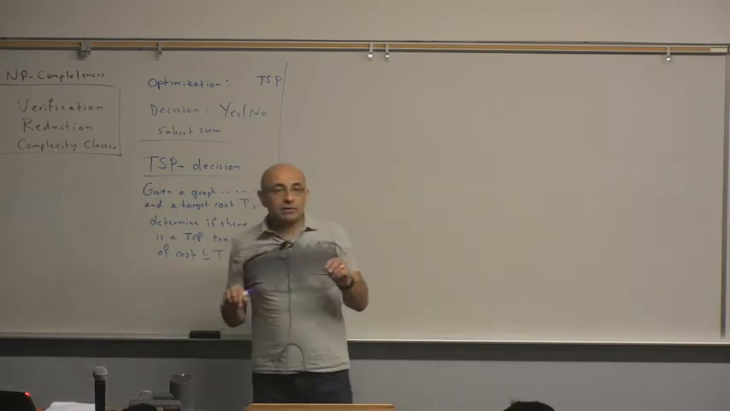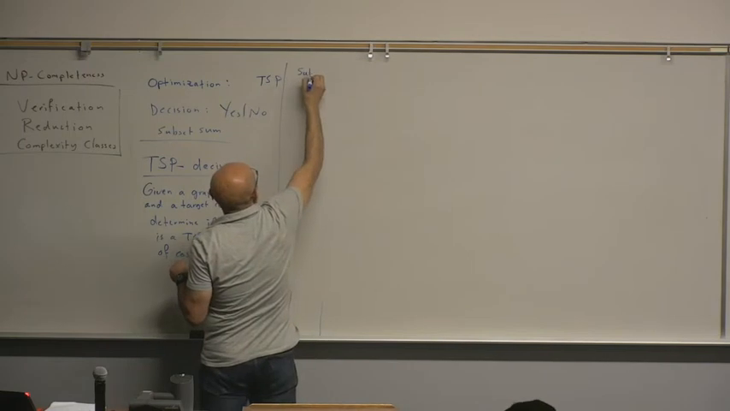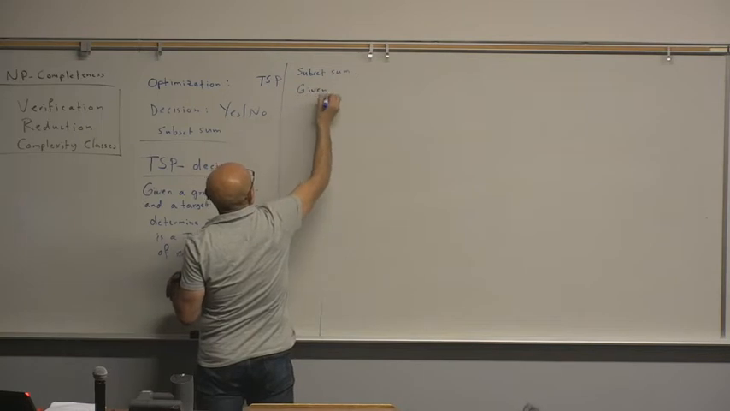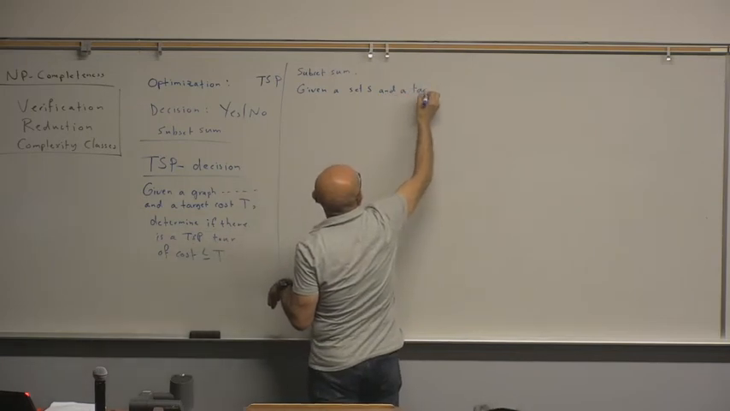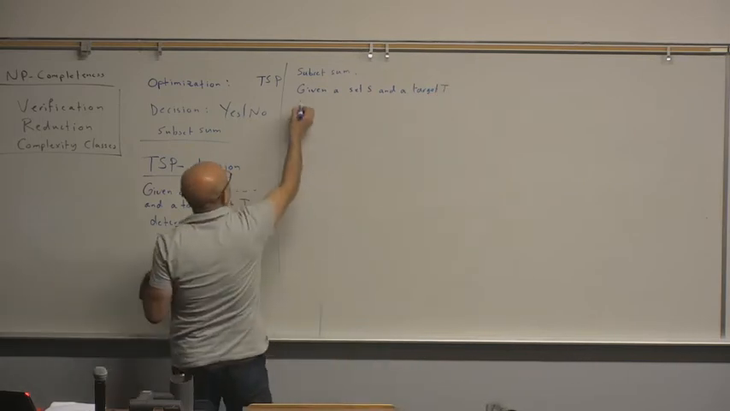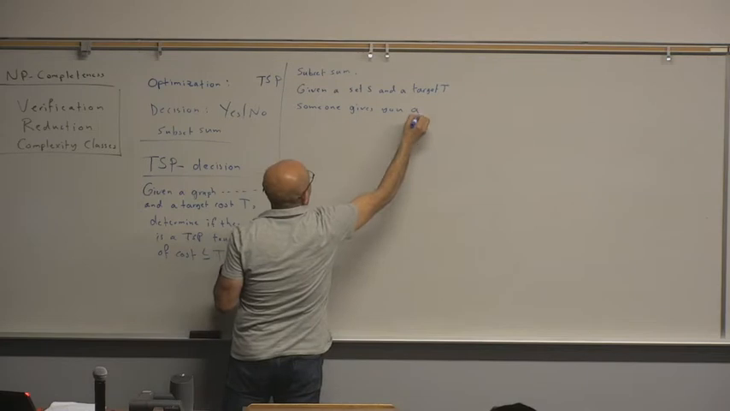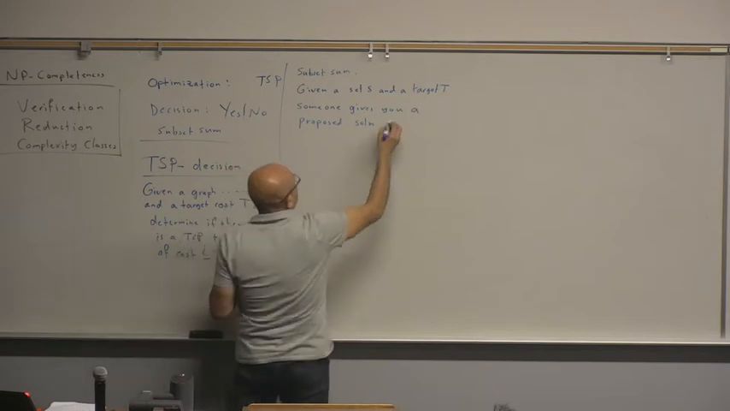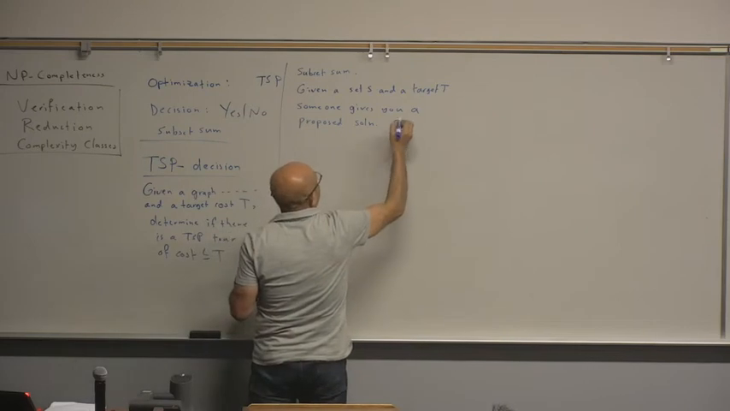So let's see if we can do that for the problems that we have studied last time. So for the subset sum, given a set S and a target T, someone gives you a proposed solution, let's call it S prime.